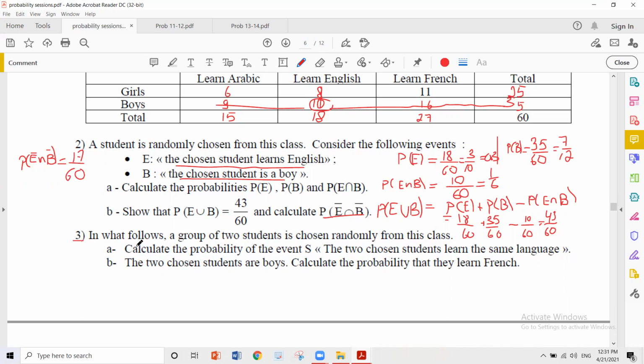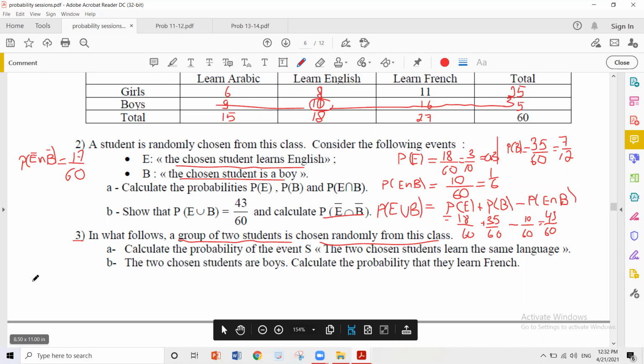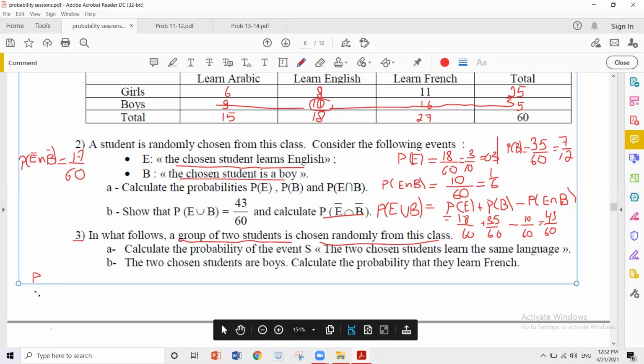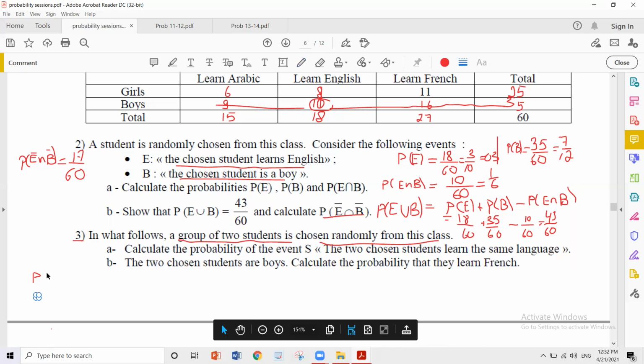Part 3. In what follows, a group of two students is chosen randomly from this class. Calculate the probability of the event S: the two chosen students learn the same language. The probability that they learn the same language.